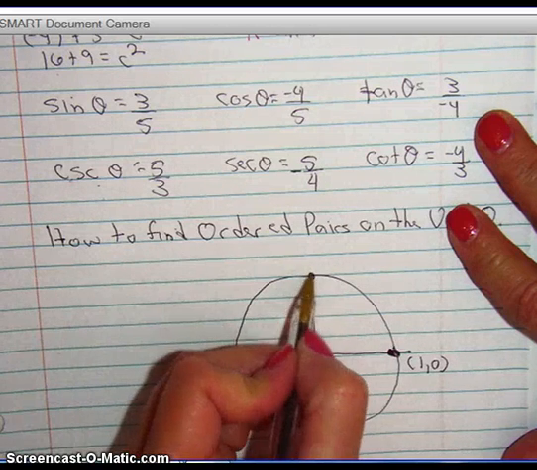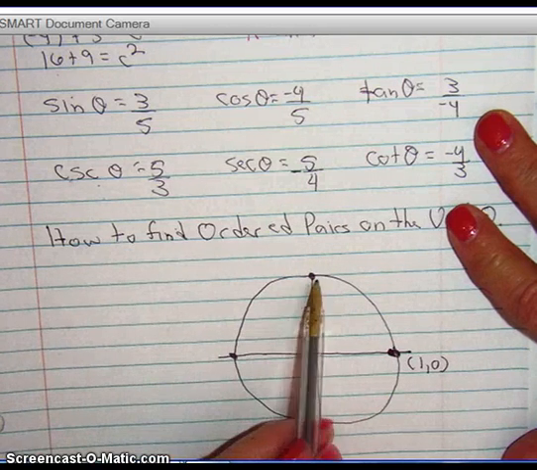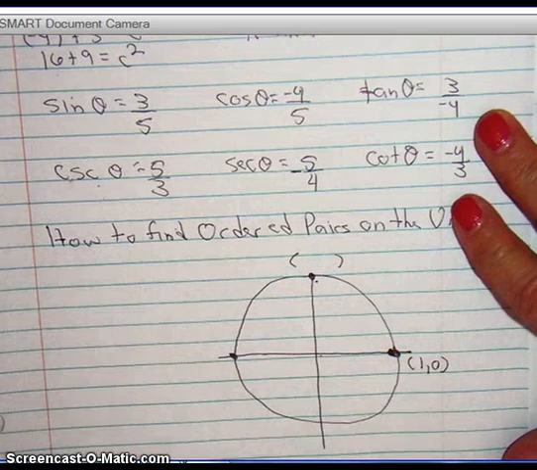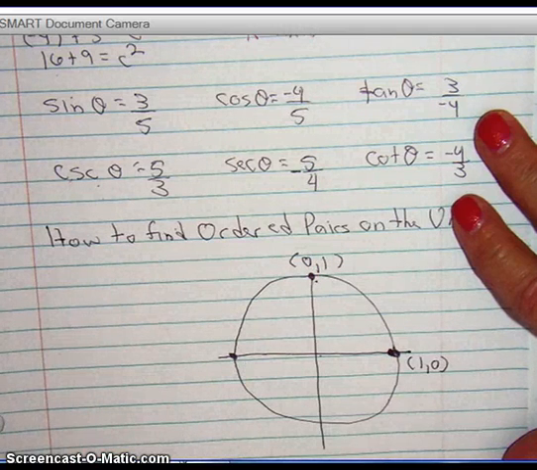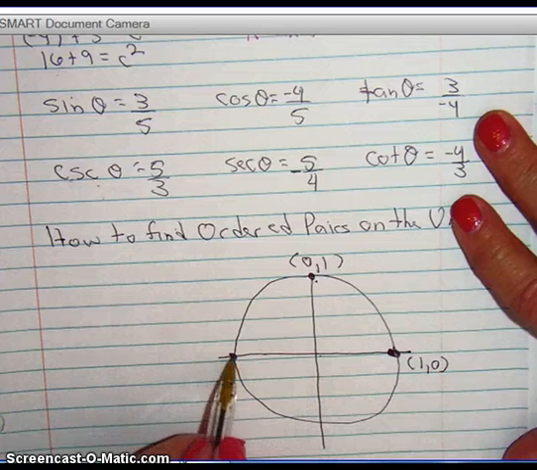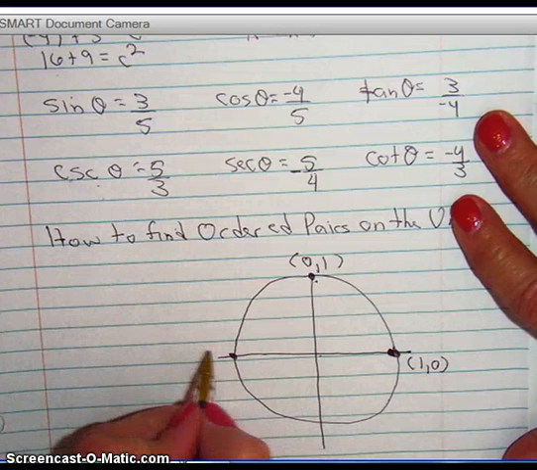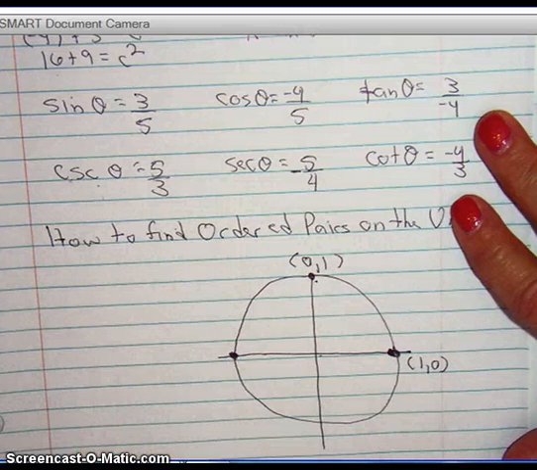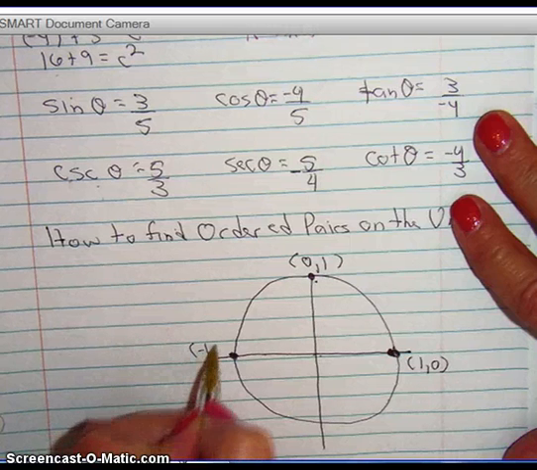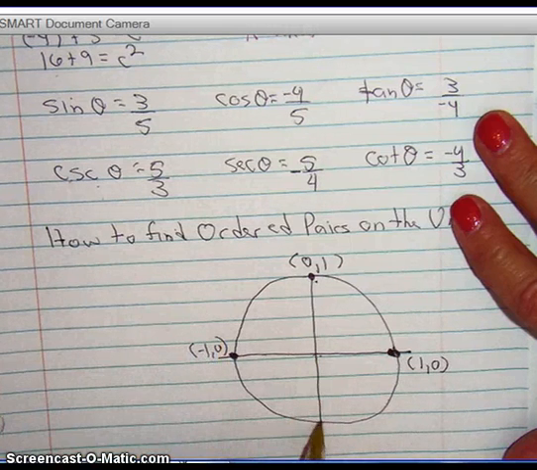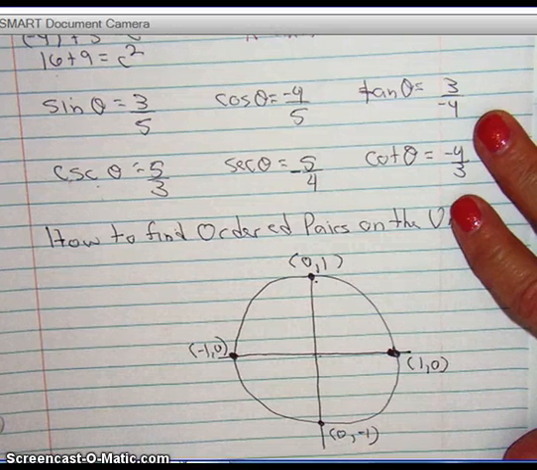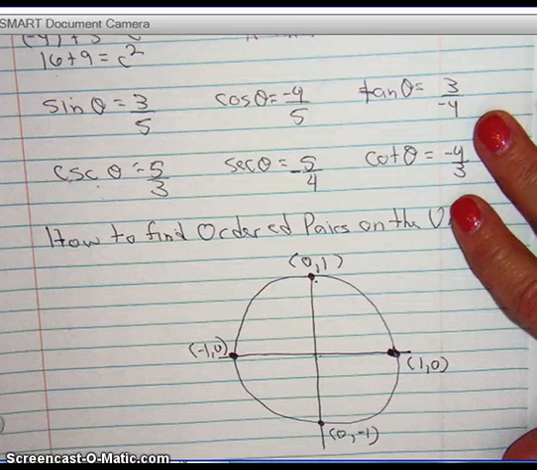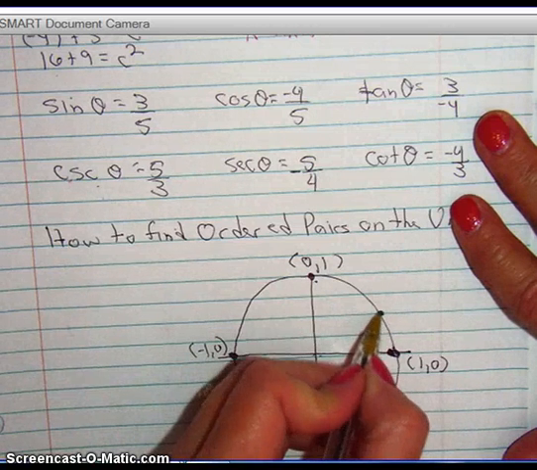Joel, what's this ordered pair up top here? 0, 1. Thank you very much, sir. Miss Sierra, what's this ordered pair over here? Very good. And last ordered pair, 0, negative 1. Okay. Very good. Now, let's put another point on the circle.